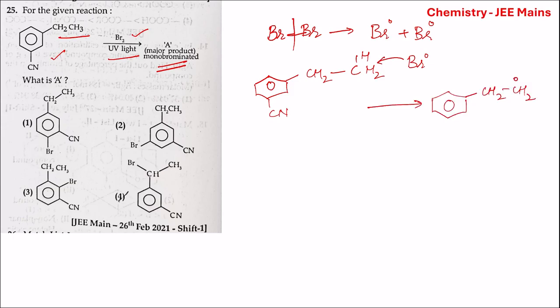This carbon hydrogen bond breaks. This bond also undergoes homolytic fission. So the side product is HBr and a primary free radical is formed. This is the primary free radical.